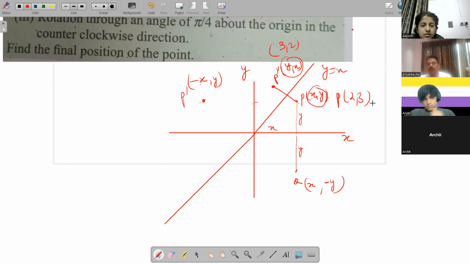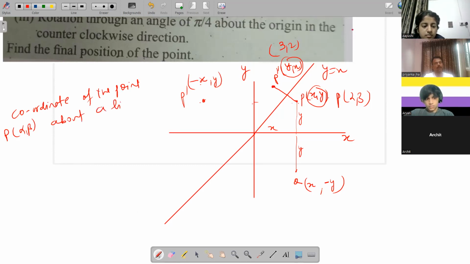There will be much more, like about y equal to minus x as well, but that I'll tell you later. I'll prove that. Understood? So you just have to remember the image coordinate of the point P(alpha, beta) about a line y equal to x will be (beta, alpha). Just reverse. Just note this.